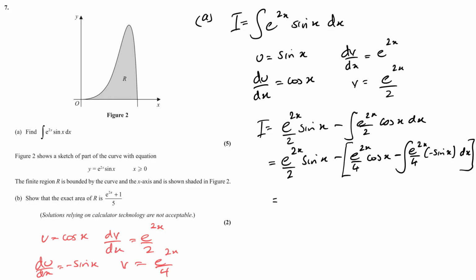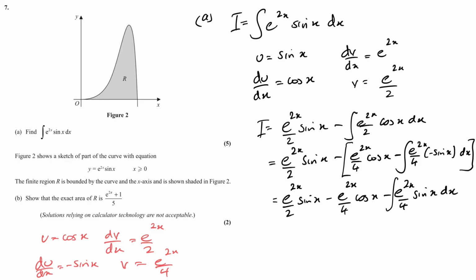So let's get rid of our bracket. We get e to the 2x over 2 sine x minus e to the 2x over 4 cos x plus, no, hang on, apologies. This minus and this minus is going to make it a plus, but then this minus will make it a negative. So minus the integral of e to the 2x over 4 sine x dx.